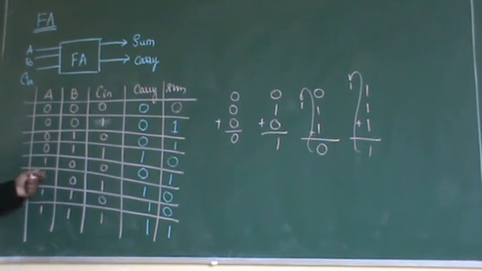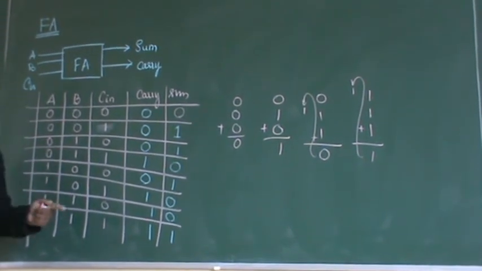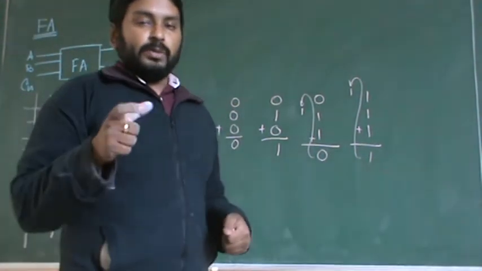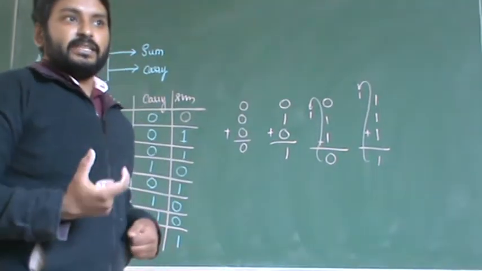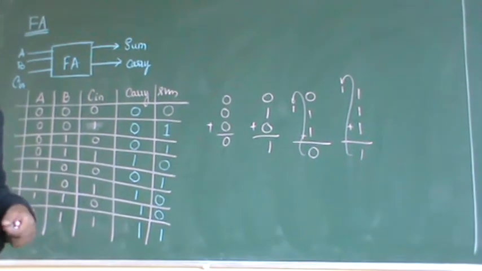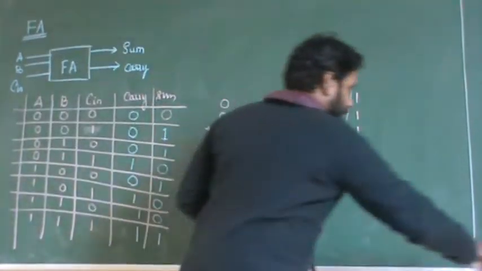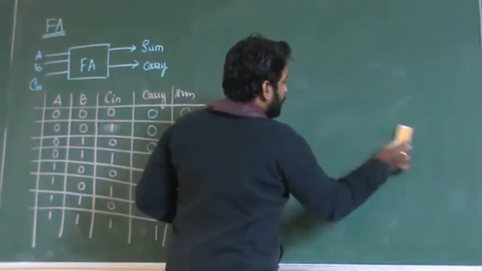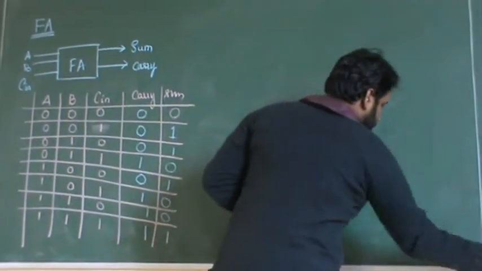I hope you have understood the truth table. By referring to the truth table, we have to write the K-map, and from the K-map you will be getting the expression. Once you are getting the expression, it will be very easy to write down the circuit diagram. So now I will write down the K-map for sum and carry.